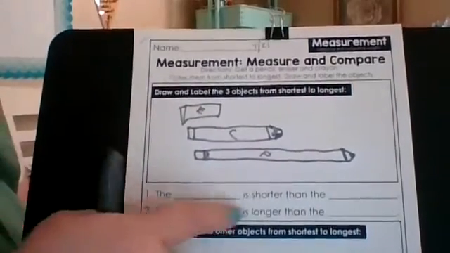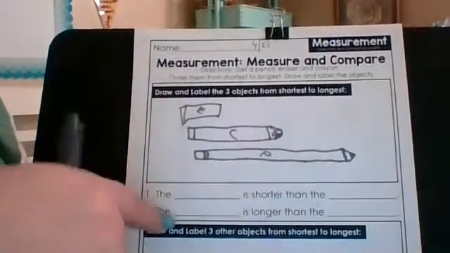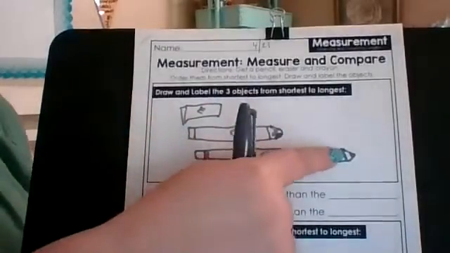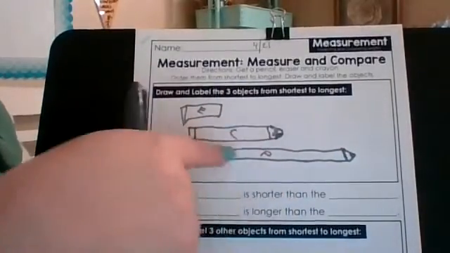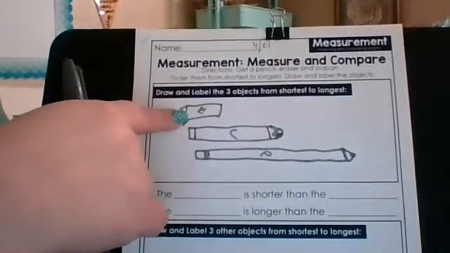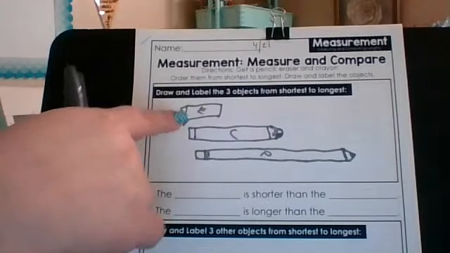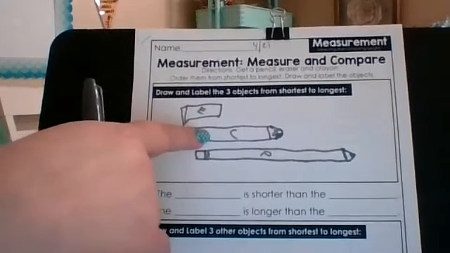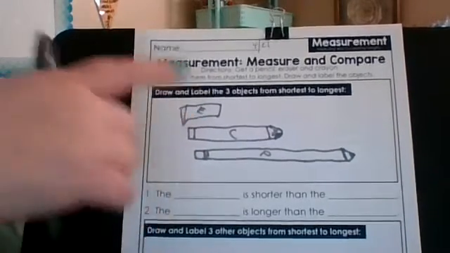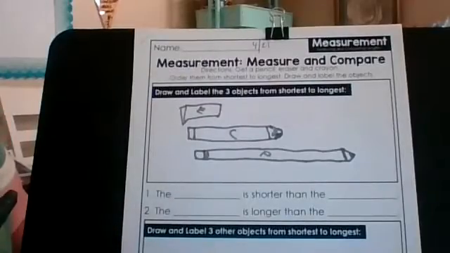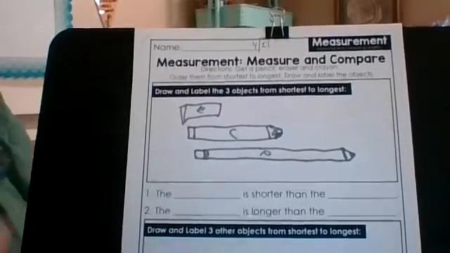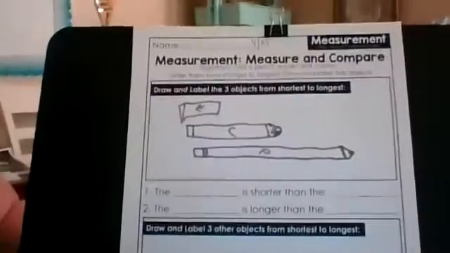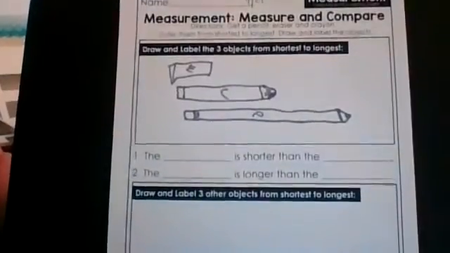And the blank is longer than the, well, the pencil is longer than the crayon. The pencil is also longer than the eraser, okay? But the crayon is longer than the eraser. Any of those answers would be correct. I'll let you choose which one you want to write down, okay?